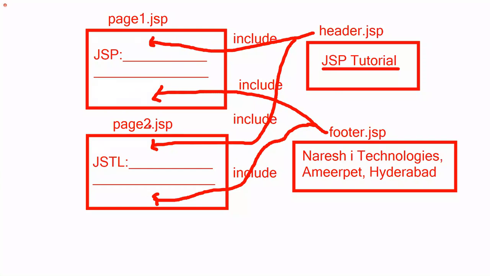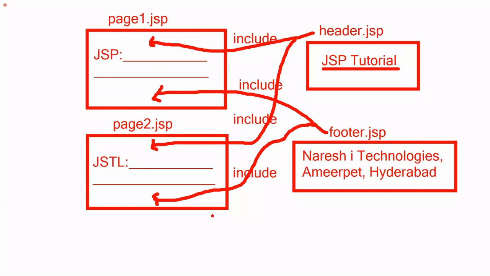Like this, suppose a JSP tutorial has 100 pages. Suppose in every page, the heading JSP tutorial is required, and in the footer, the institute address is required. Then you write it only one time, and you can include it 100 times. What is the benefit? Reusability. Already you studied including in servlets.